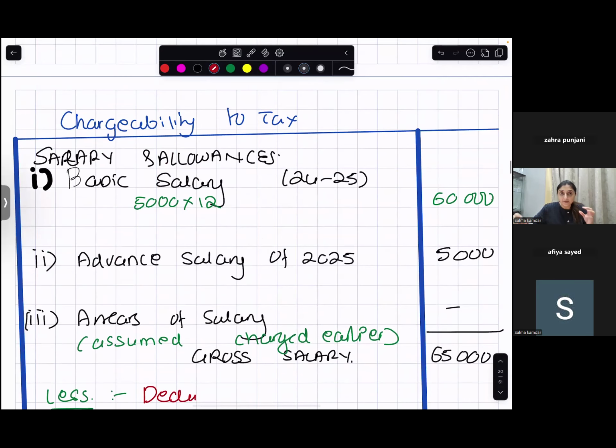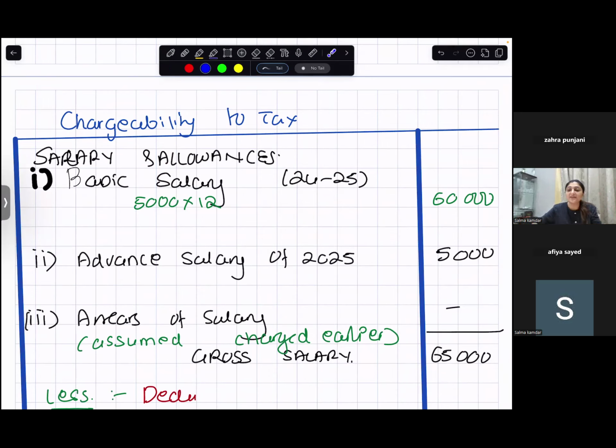Now we are talking about chargeability to tax for salaries. So we have one sum wherein how do we present the income that we've earned from salary. So what we will write? We will write our basic salary for the current year, that means the previous year 24-25. Whatever we write for the previous year 24-25, we write it. If we've received any advance salary, we write it.